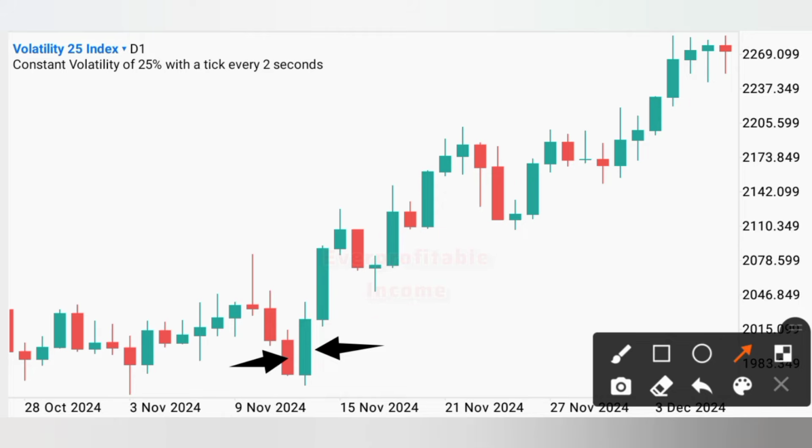So these are usually found at the support zones or the resistance zones, and they signal to you that a reversal is about to occur. So you have to combine this with marking out your reversal and the support zones.